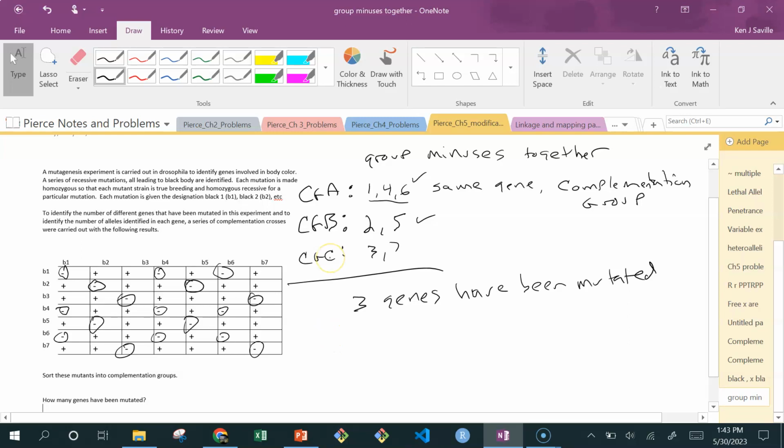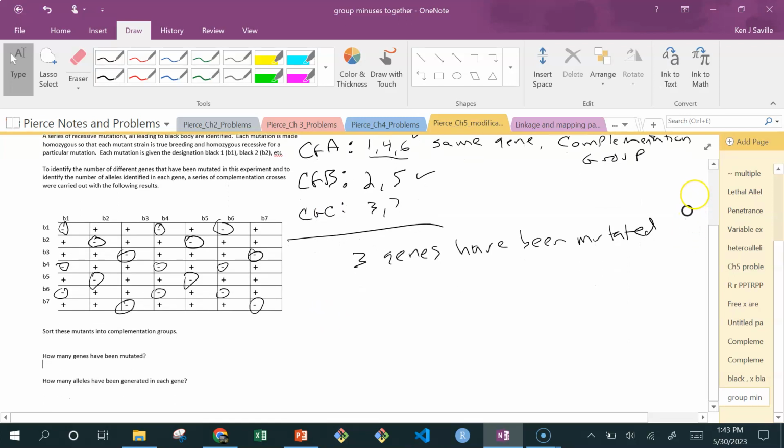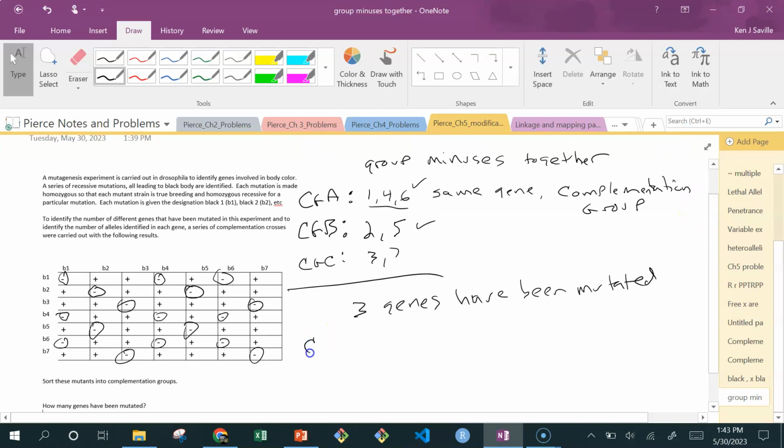Now the last thing it says here is how many alleles have been generated in each gene. So we've got 3 genes. We call them A, B, and C. We've got 3 separate mutations in that gene. So that's 3 alleles. Because an allele is just a different mutation of the same gene. And each of these mutations has been generated independently. So we got 3 in that one, 2 in that one, and 2 in that one.